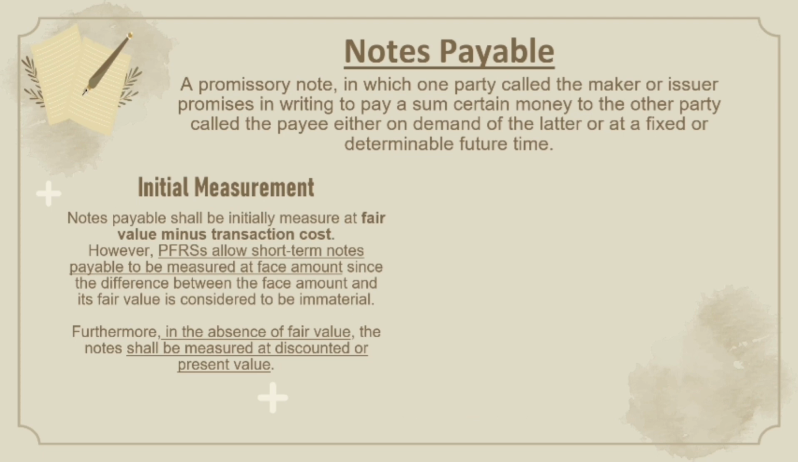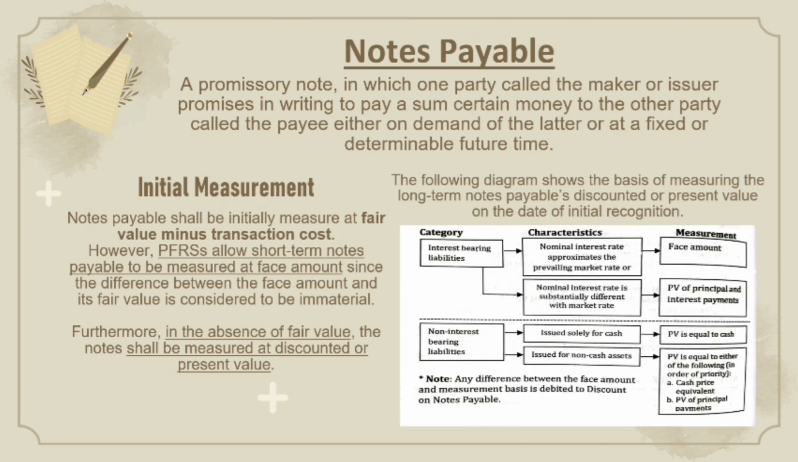Notes payable shall be initially measured at fair value minus transaction cost. However, PFRS allows short-term notes payable to be measured at face amount since the difference between the face amount and its fair value is considered immaterial. Furthermore, in the absence of fair value, the notes shall be measured at discounted or present value. The following diagram shows the basis of measuring long-term notes payable, discounted or present value on the date of initial recognition.